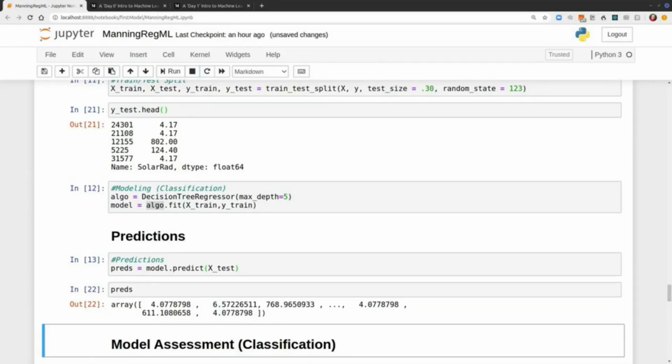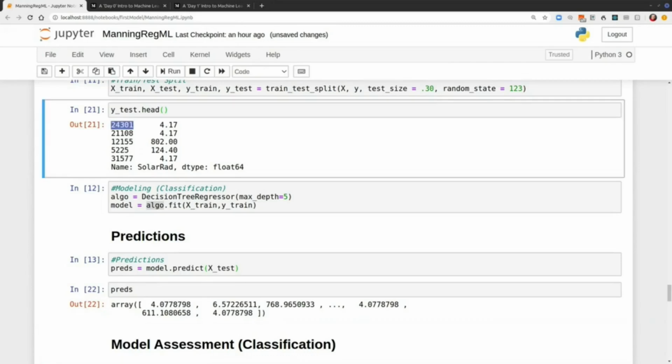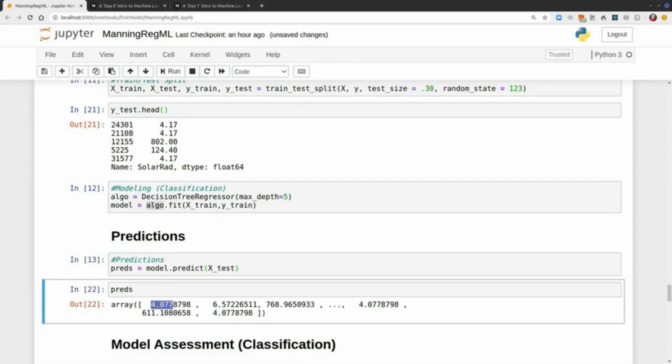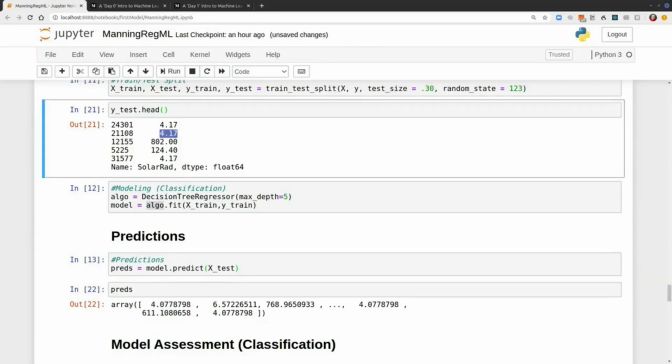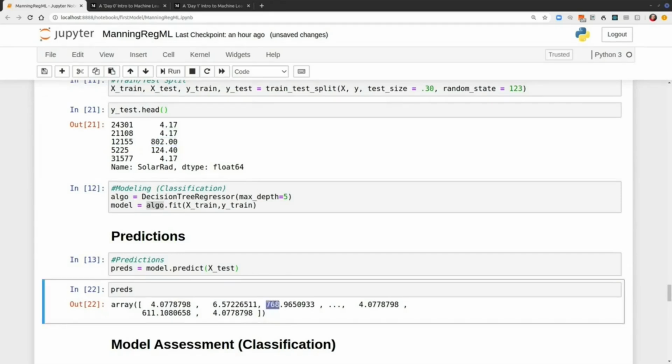We made predictions from these same rows, the features that were in these same rows. So you can see in row number 24301, the real value is 4.17. My predicted value was 4.077. Let's jump down to this 802 number. So that's the third value. Looks like 802 here, my model predicted to be 768. That's where the error comes into this model.